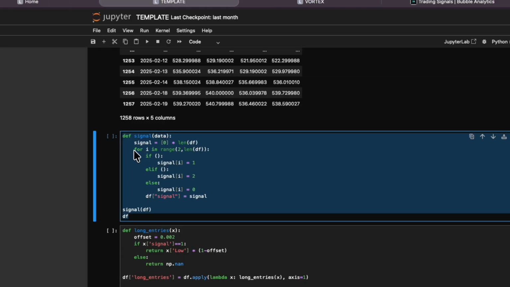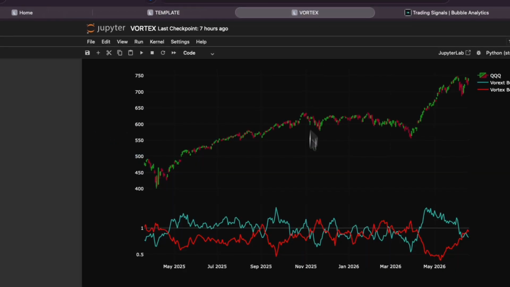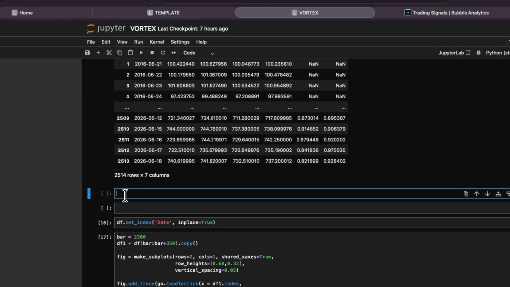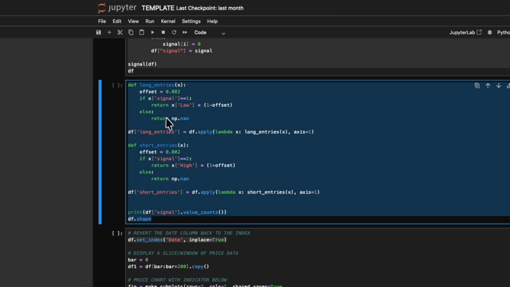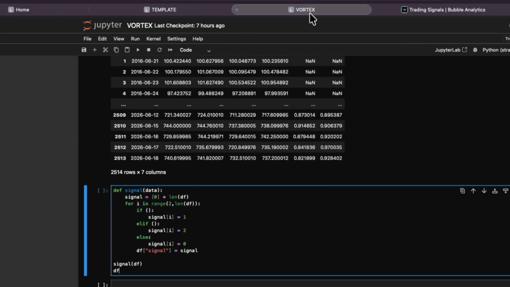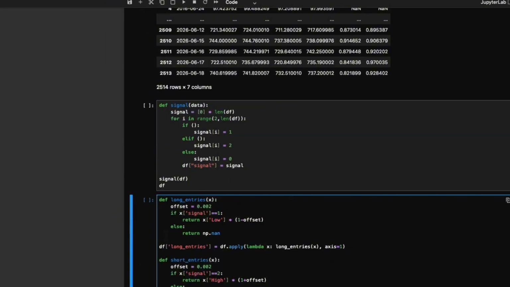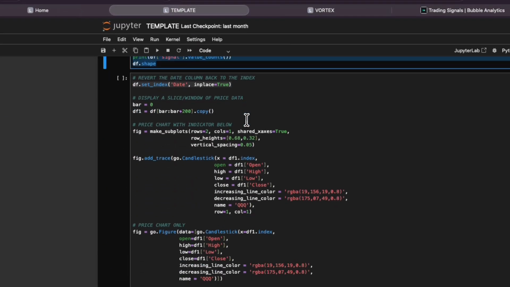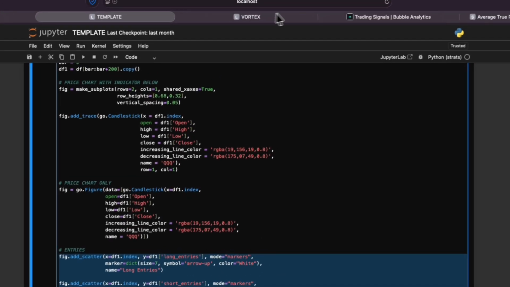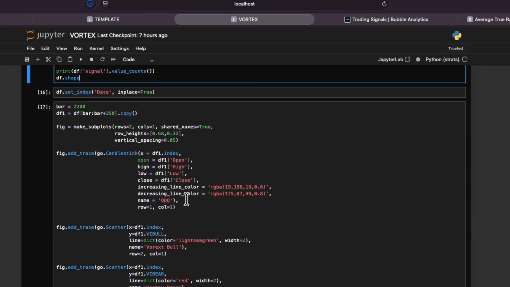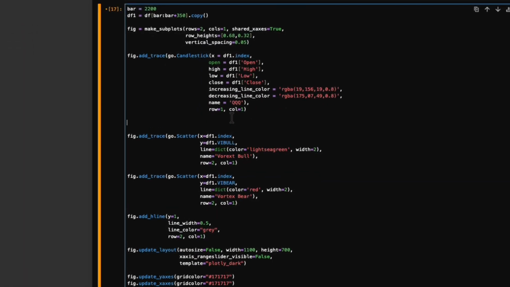So I'm going to come in here and take my signal function and paste that in here. And then I'm going to take this section here, which is how we create entries for our chart. And then finally take this section here, which is how we actually put the entries on the chart. So let me go and add that in there, and then I'll explain what's going on.